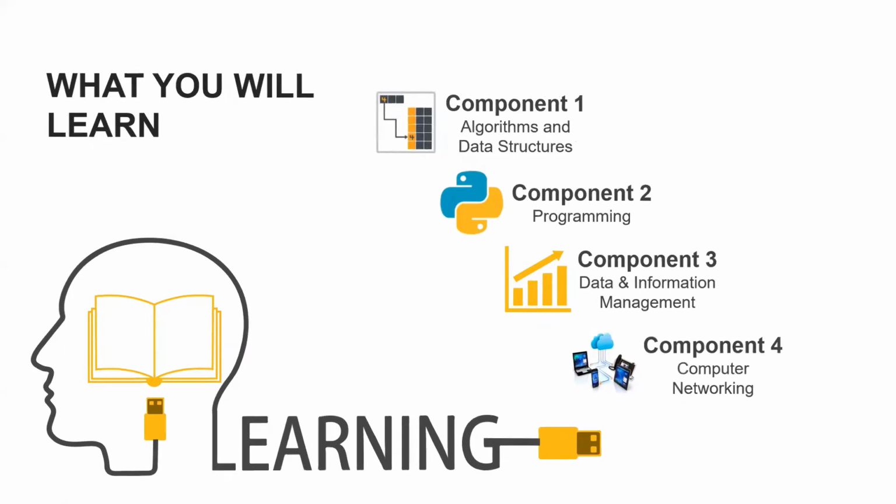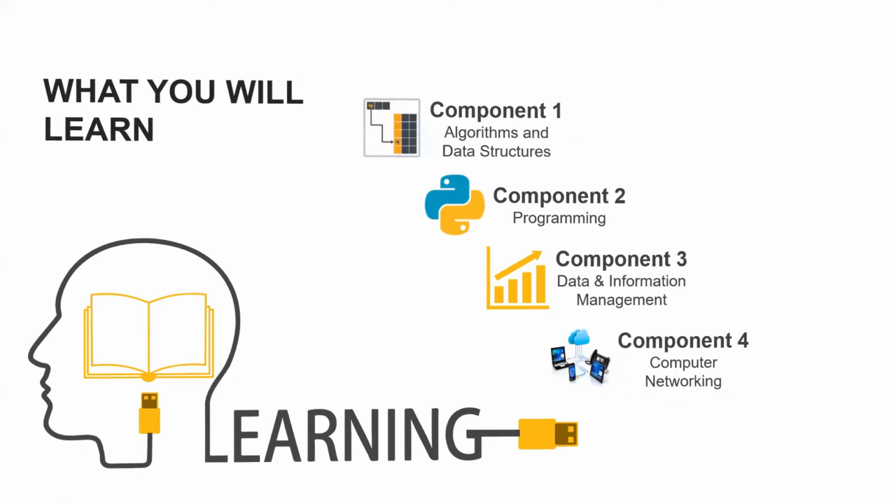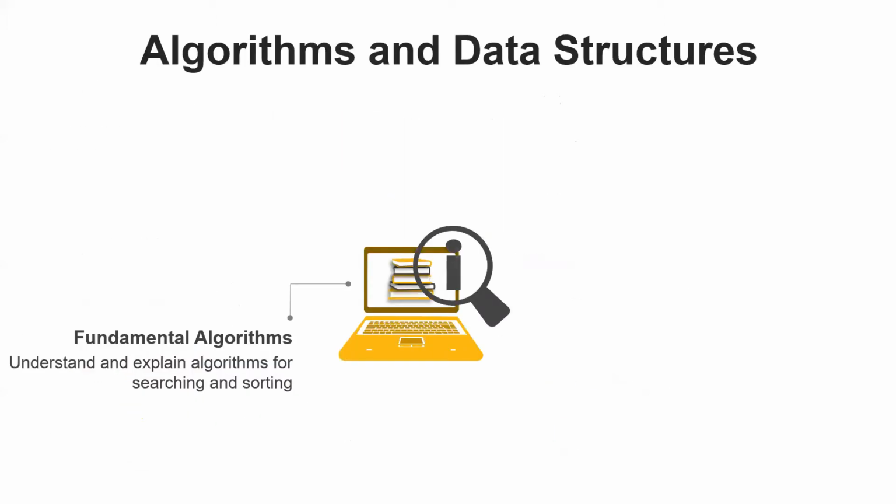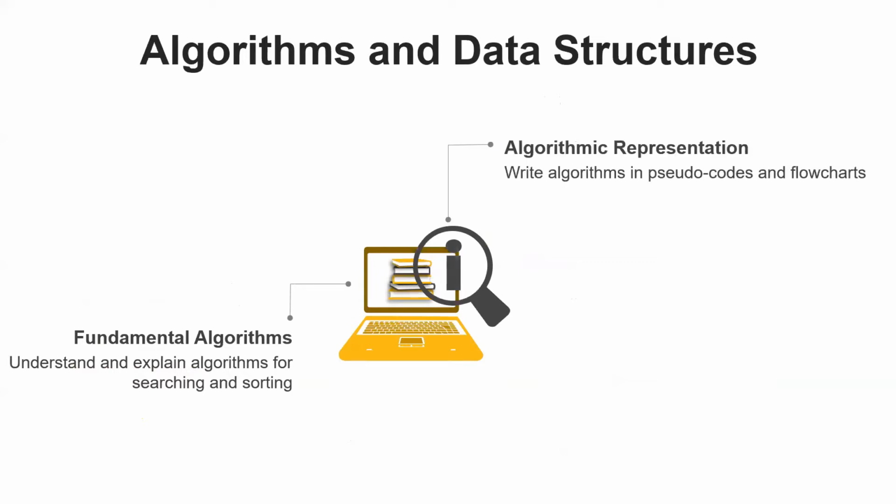In algorithms and data structures, what you will mainly learn at H2 level will be your fundamental algorithms, that teach you how to search and sort in a systematic way. You will also learn how to write pseudocodes and draw flow charts of these algorithms that are used for searching and sorting. And lastly, write them in programs to organize data.